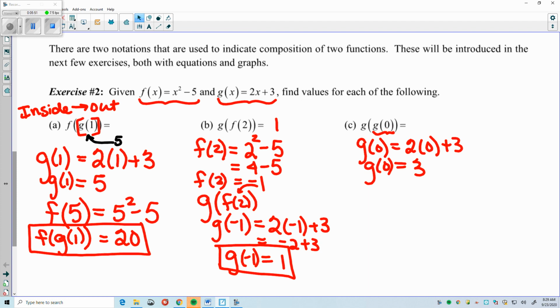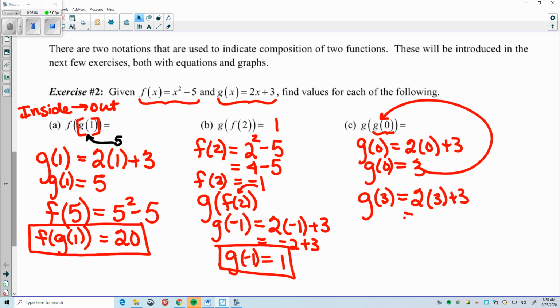Now I have to go back and plug that 3 into the g function again. It's just this time evaluating the g function at 3. So I have 2 times 3 plus 3. So 2 times 3, we get 6. Plus 3, we get a total of 9. So I have the g of g of 0 gives us 9.